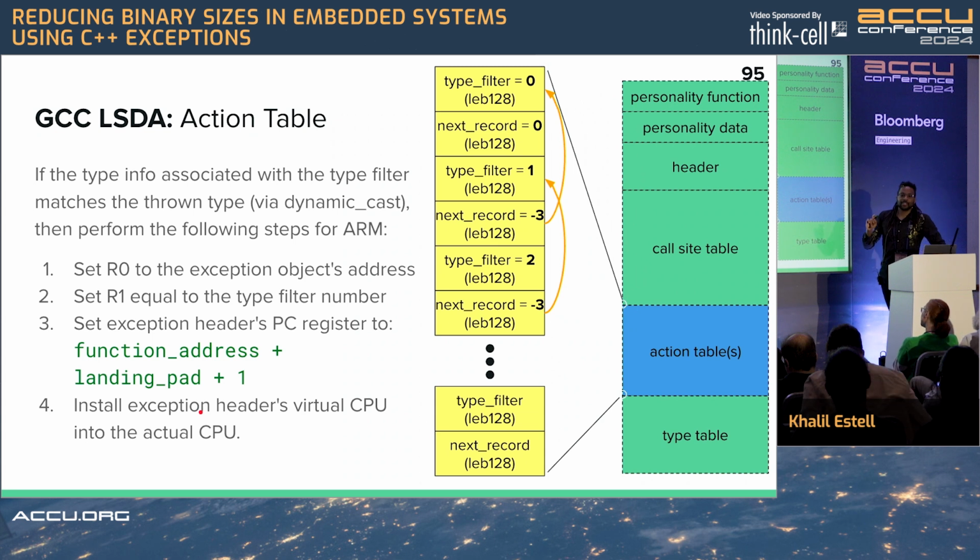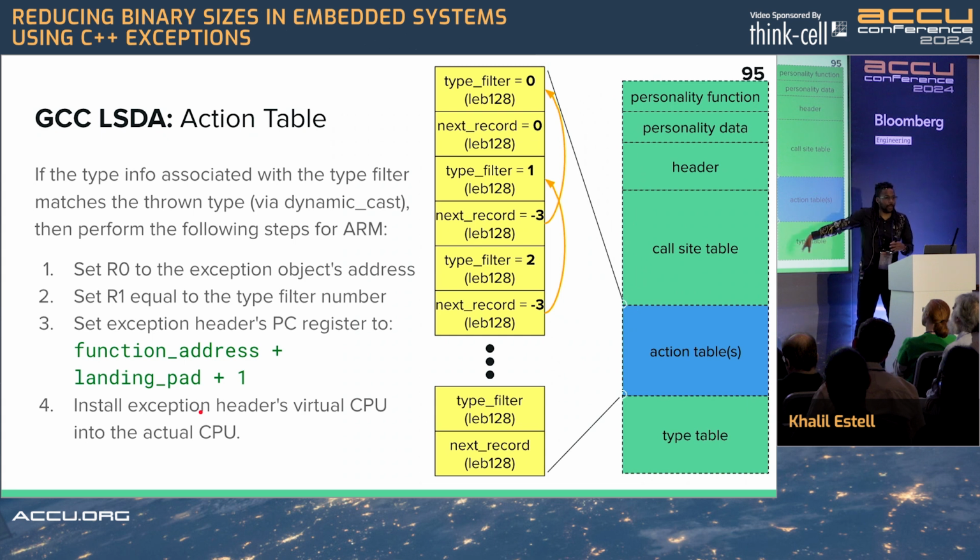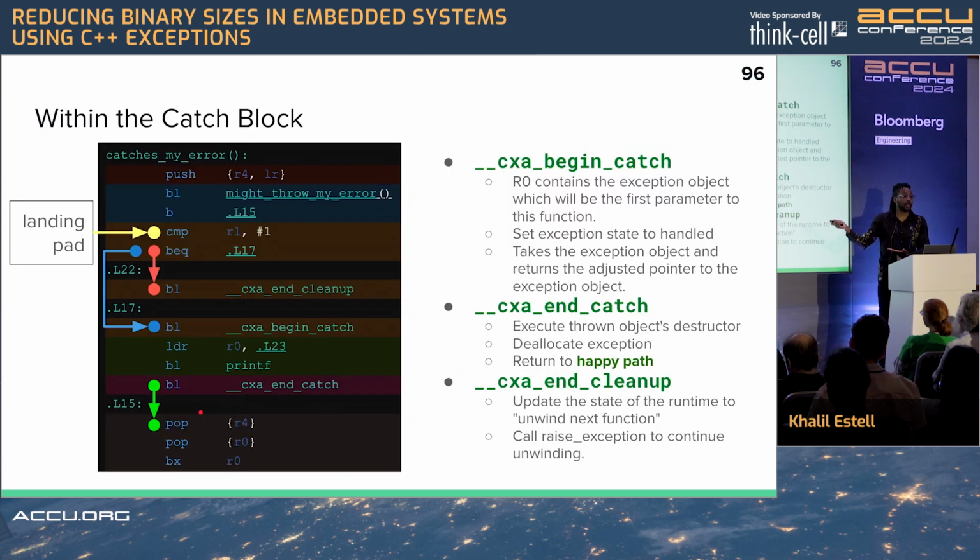So once you find that, let's say you have looked at your type filter value, you've checked the type in the type info, and it all works. It's, oh, this is the exact type. We match the pointers, they work. What you do is you set R0 to your exception address, you set R1 to the filter number that we got before, you set the exception header address to that landing pad plus the function's address that you had before, plus 1 because that's the way that the ABI requires it. The LSB needs to be set to a 1. And then you install the rest of the registers into the CPU, which will jump you to the location in the code. And at this point, we have now reached the catch block.